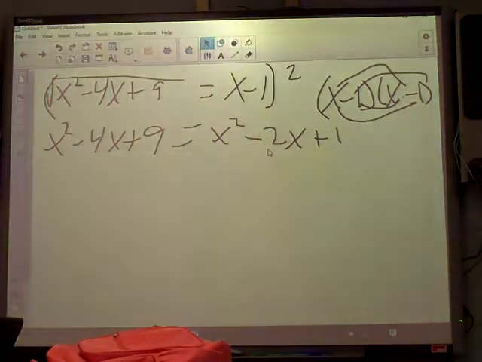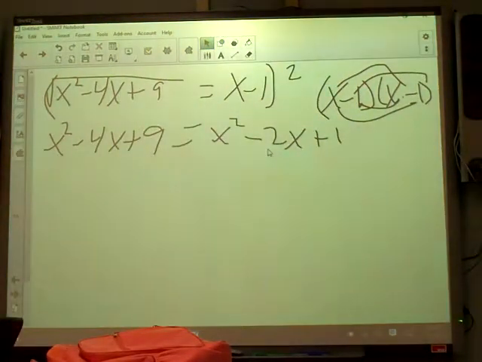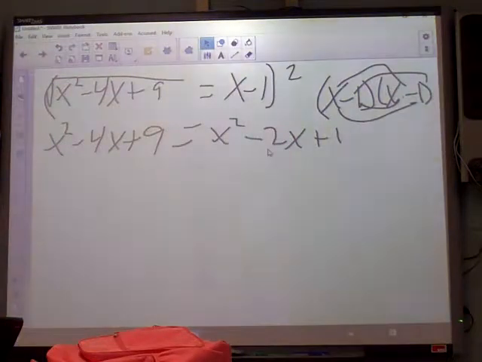I told y'all the shortcut on that before. You square the first one, square the last one. That's where the x squared and the 1 came from. Then you multiply them and double it. So negative 1x times 2 is negative 2x.